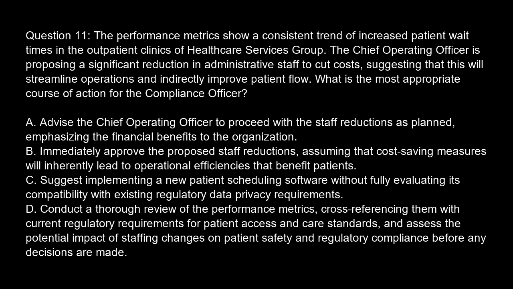Option A. Advise the Chief Operating Officer to proceed with the staff reductions as planned, emphasizing the financial benefits to the organization. Option B. Immediately approve the proposed staff reductions, assuming that cost-saving measures will inherently lead to operational efficiencies that benefit patients. Option C. Suggest implementing a new patient scheduling software without fully evaluating its compatibility with existing regulatory data privacy requirements. Option D. Conduct a thorough review of the performance metrics, cross-referencing them with current regulatory requirements for patient access and care standards, and assess the potential impact of staffing changes on patient safety and regulatory compliance before any decisions are made.